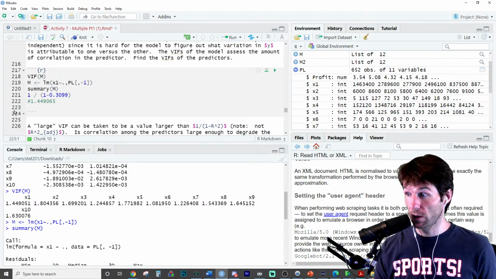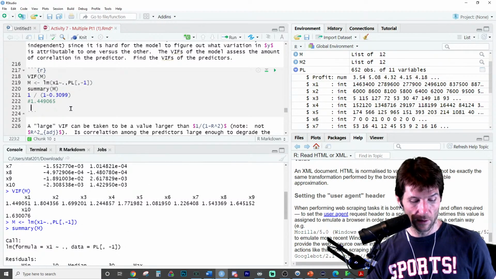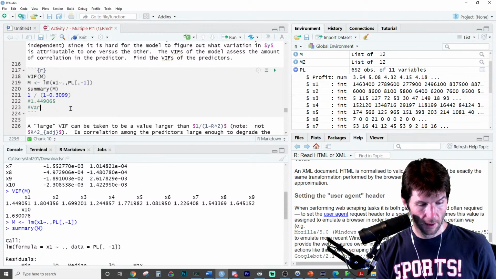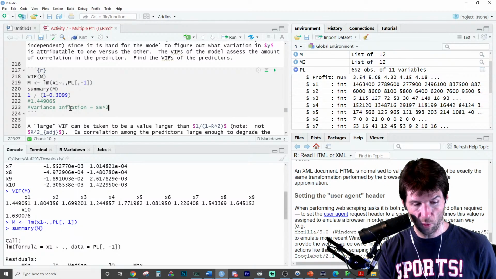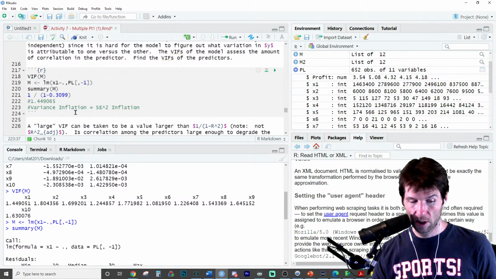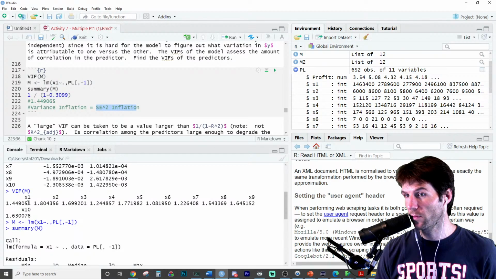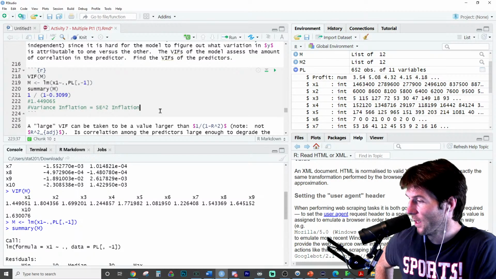Now, if we want to know, and this is important to know right here, about how much more uncertainty we have, this is variance inflation. Okay, variance inflation. Variance inflation equals standard error squared inflation. Standard error is our amount of uncertainty. So what should we do to the variance inflation to figure out how much the standard error has been inflated? Like if this is how much the variance has been inflated, how would I figure out how much the standard error has been inflated? Correct, Charlie.